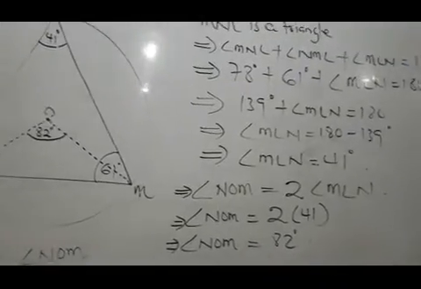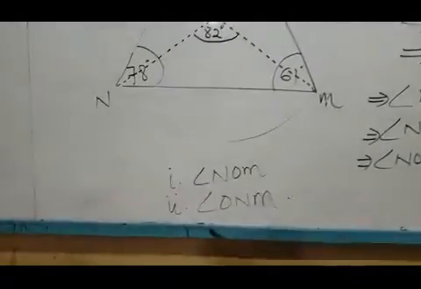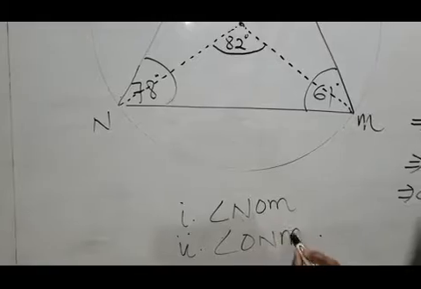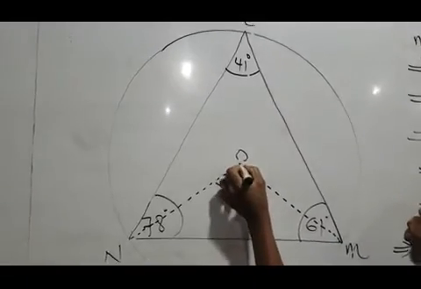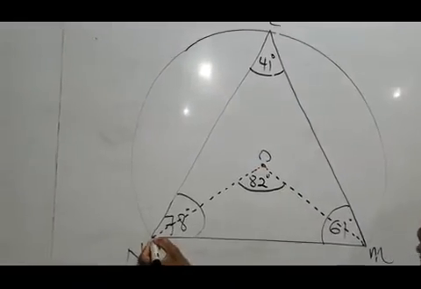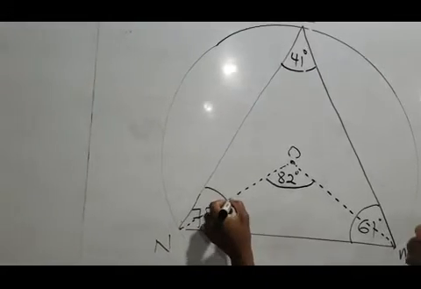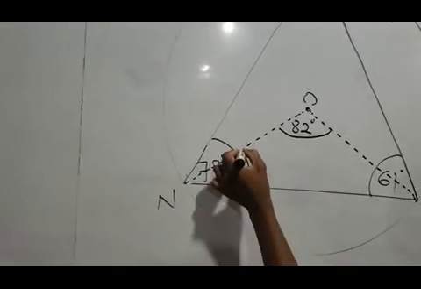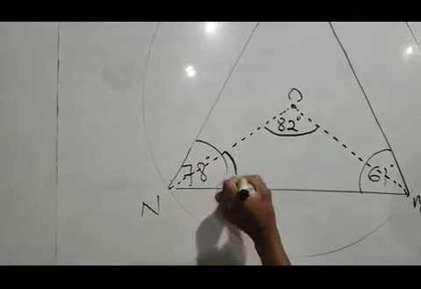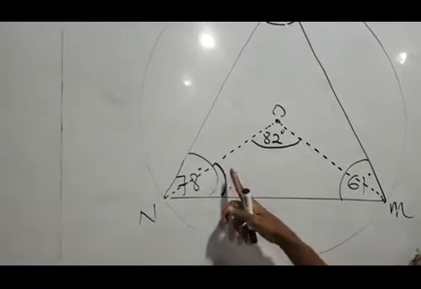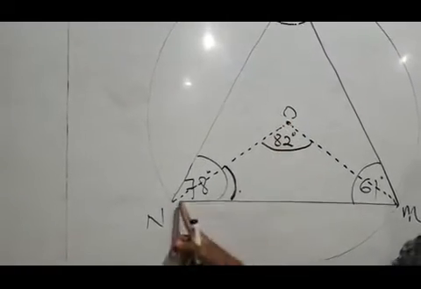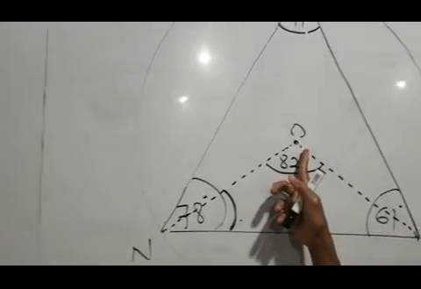Now the next question asks us to find the angle ONM. I'll follow the points O, N, M. So ONM is this angle, the one here. I want to find this angle. Now the angle we are looking for is part of the smaller triangle over here.